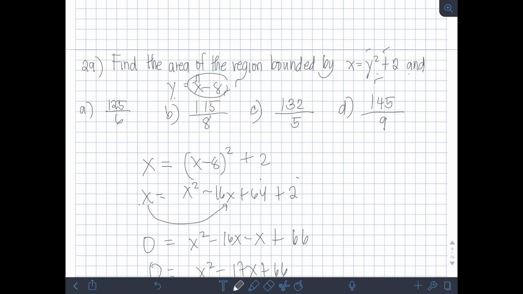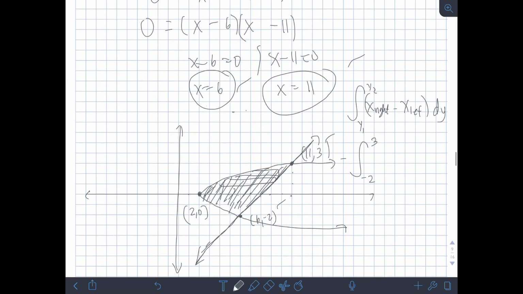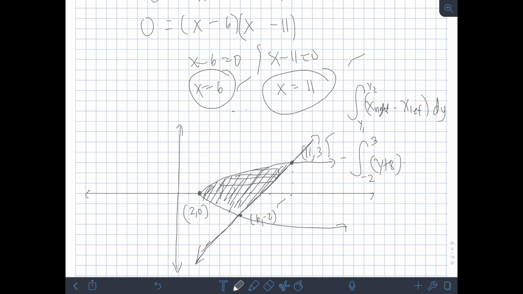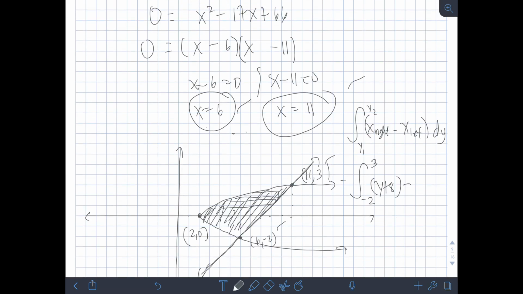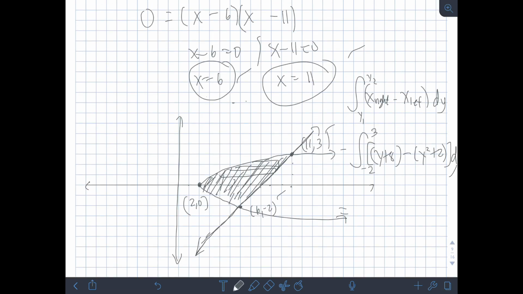So I'll transpose this 8 here, so y plus 8 is equal to x. So it's y plus 8 minus x left. So this is now solved for x explicitly, so we just substitute. We have y squared plus 2, then dy. So this is what we will evaluate: the integral from negative 2 to 3 of, let's simplify. Distribute, so negative y squared minus 2, plus 8 minus 2 is plus 6, and then plus y.